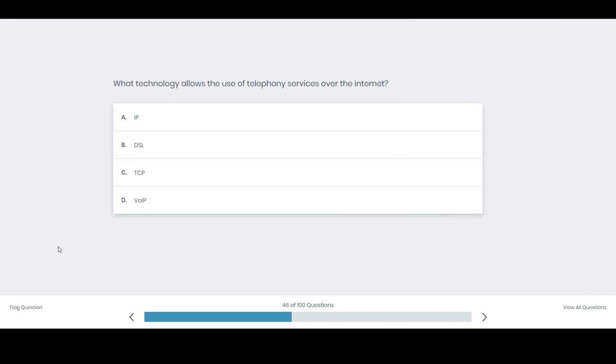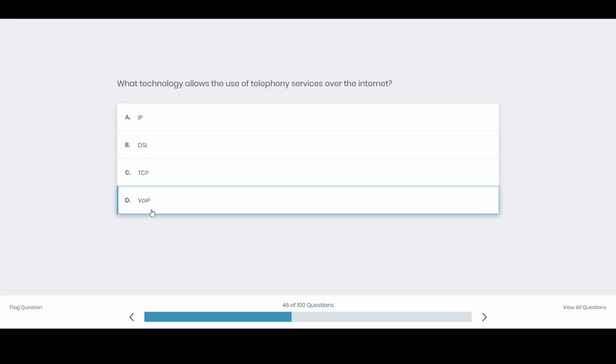Okay, gotcha. What technology allows the use of telephony service over the internet? This is voice over IP, isn't it? These are really popular now. So in question 46, the answer is voice over IP.